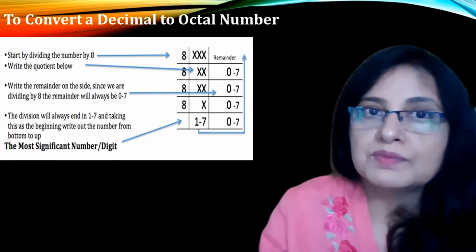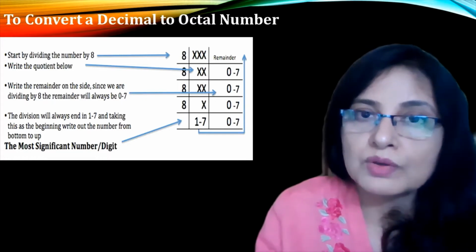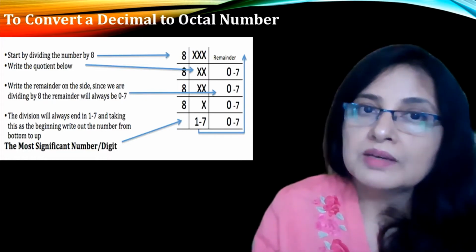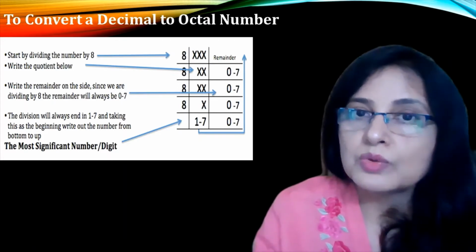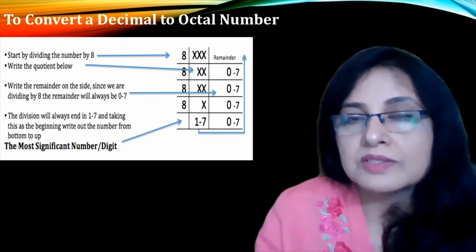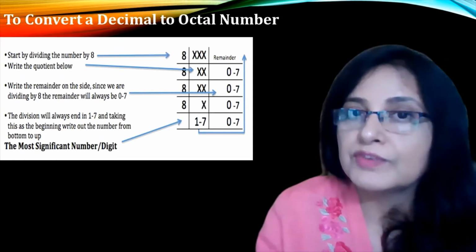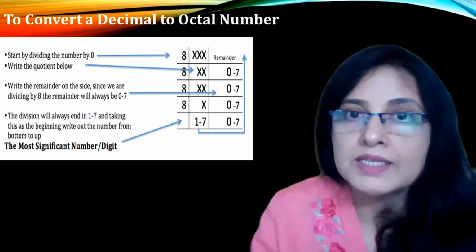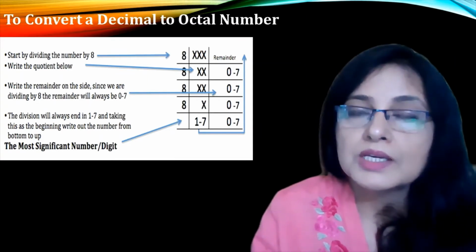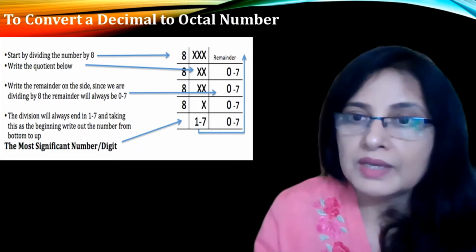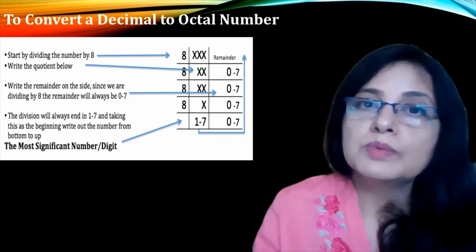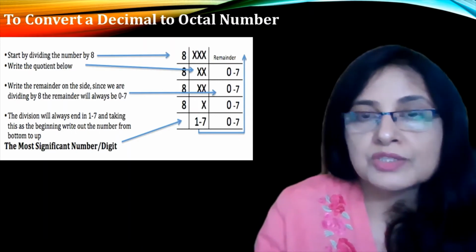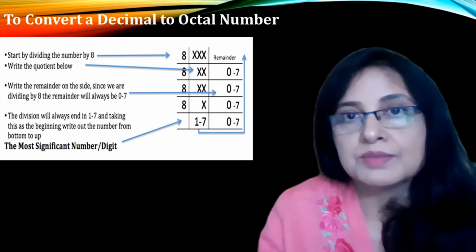We look at how to convert a decimal number to its octal version. We start by dividing the decimal number by 8 and write the quotient below. The remainder is going to be on the side. The first remainder is going to be our least significant digit, and it can be anything from 0 to 7. We keep dividing these till we reach the last remainder, which is going to be our most significant bit.